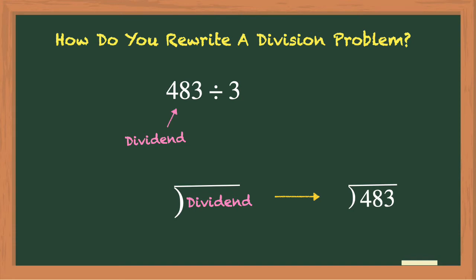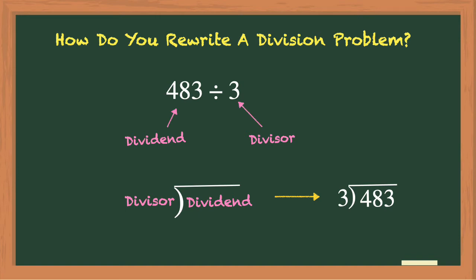The next number of 3 is called the divisor. The divisor is the number of equal groups that you want to divide the dividend into. So going back to that $483, maybe you want to divide that money into 3 equal groups. Divisors are always placed outside the long division box.